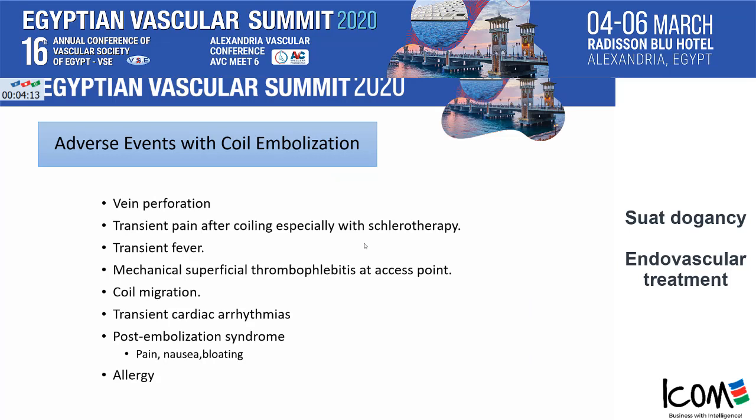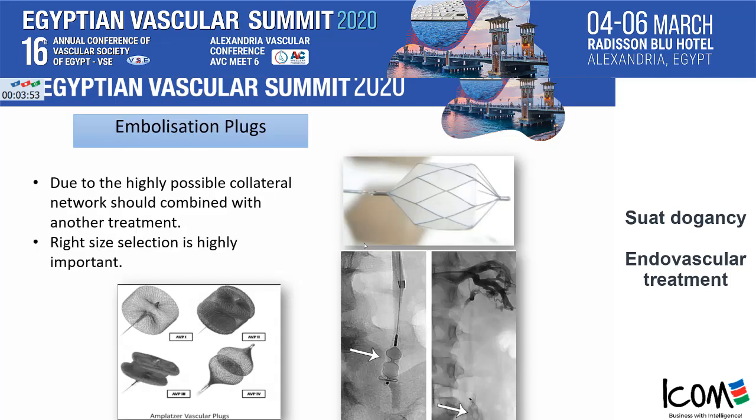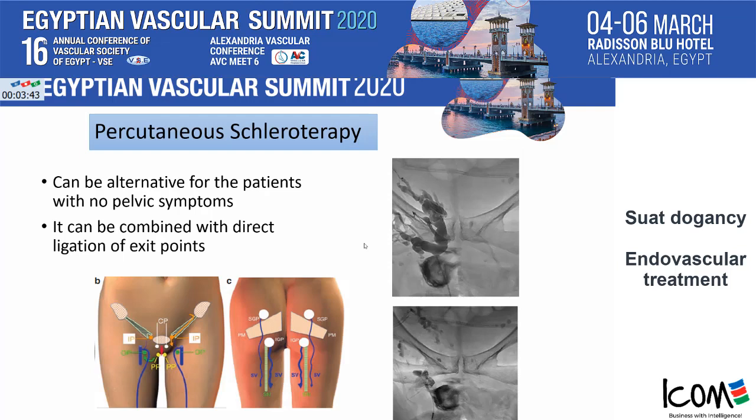And of course, no therapy is safe. We have also some adverse events, which can be vein perforation, transient pain or fever, some thrombophlebitis at the access points. Coil migration is also an important issue. That's why you should select the right sizes of coils. And we have the embolization plaques. Due to the highly possible collateral network, it is important to combine it with other therapies, and also you should select the right sizes.